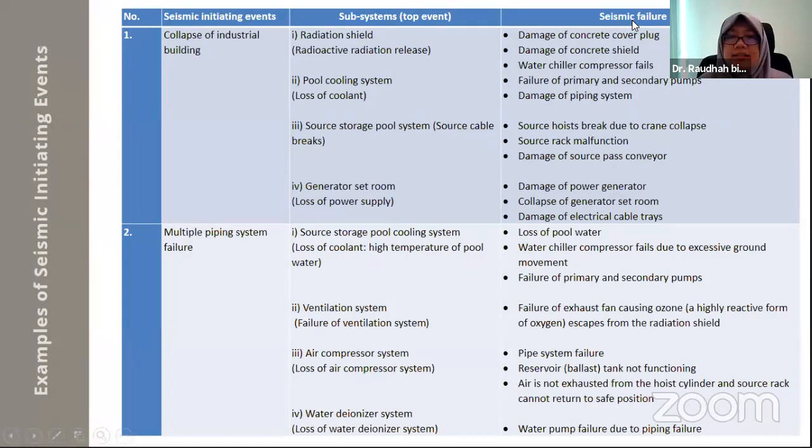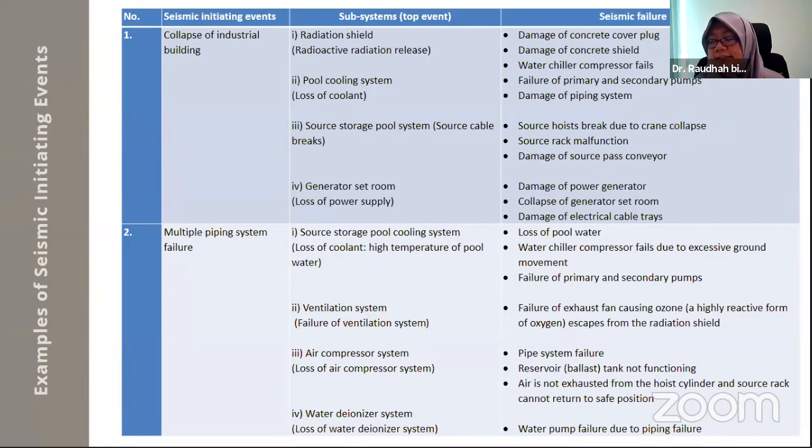So potential seismic failure modes are listed here. From these events, we can do an assessment to give the factor of safety of each of this equipment, and how much earthquake capacity it could hold for the facility itself. For this capacity, you can refer to industrial assessment books, and we have many methods available.